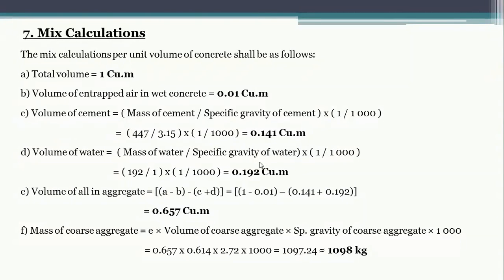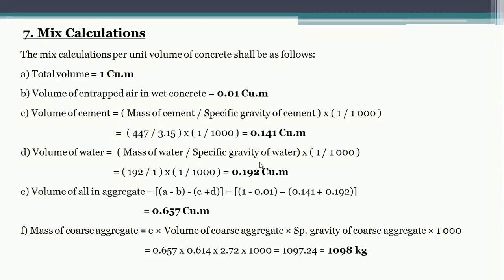Then the volume of cement. You know the formula: mass of cement divided by specific gravity of cement, into 1 by 1000. The mass of cement is 447, divided by specific gravity 3.15, into 1 by 1000, and you will get 0.141 cubic meter. Then the volume of water: in the fourth step we found the mass of water is 192. So 192 divided by the specific gravity of water, which is 1, gives 0.192 cubic meter.